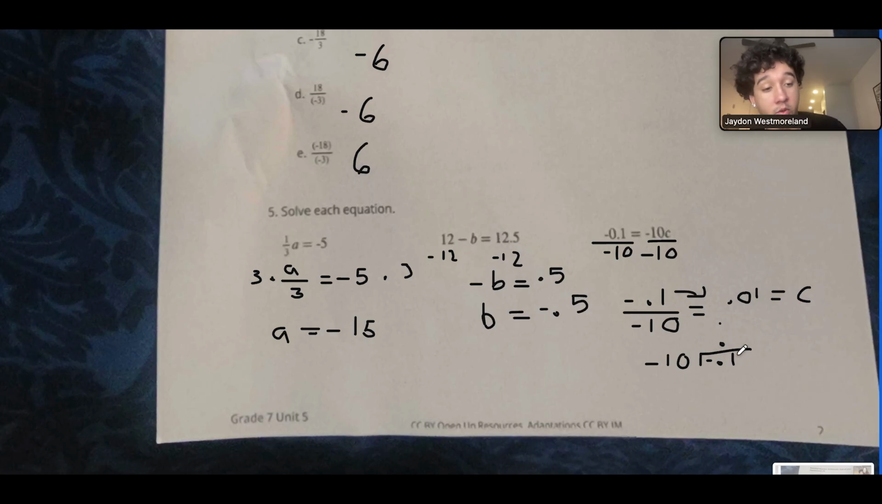How many times does 10 go into 1? It doesn't, so I put down a 0. Put down a 0 here because it doesn't go in. How many times does 10 go into 10? One time, and then you can see there, it all works out. 0.01 is going to be our answer.